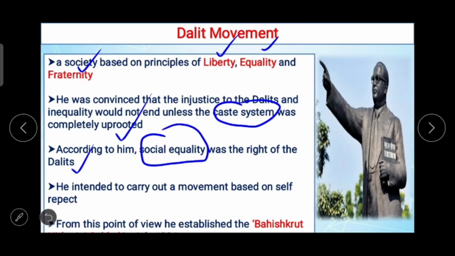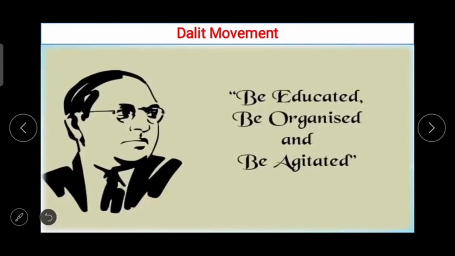He intended to carry out a movement based on self-respect, and from this point of view he established the Bahishkrut Hitkarni Sabha in July 1924. Then the very important thought given by him to the people of India: be educated, be organized and be agitated. You have to study, organize, and fight for your rights. So Babasaheb Ambedkar worked very differently in establishing equality in the society, or in the struggle for equality.